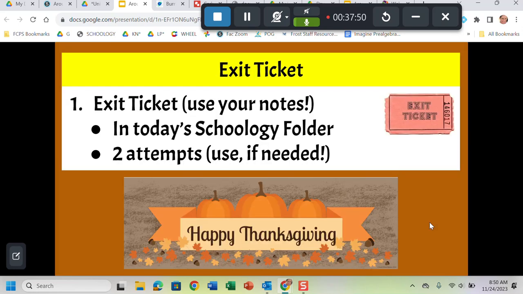All right, what are we doing to help? Well, hopefully you've read a little bit about that, and we're going to focus more in our next class. But we have an exit ticket found in Schoology in today's folder. And of course, you can always use your notes and try twice if you don't get full credit on the first one. All right, thanks for watching.